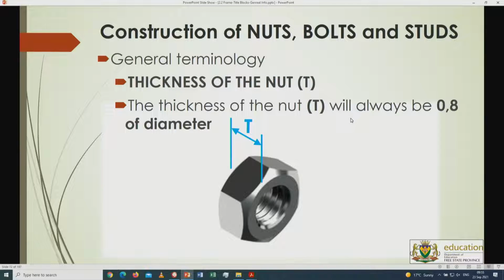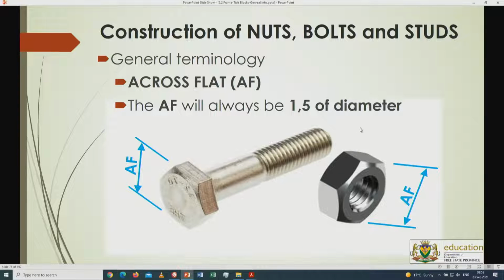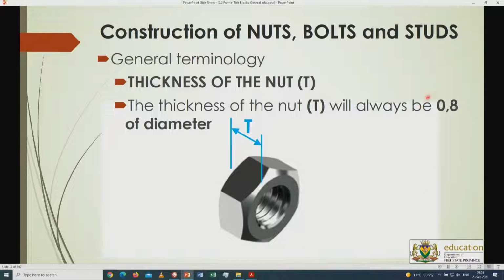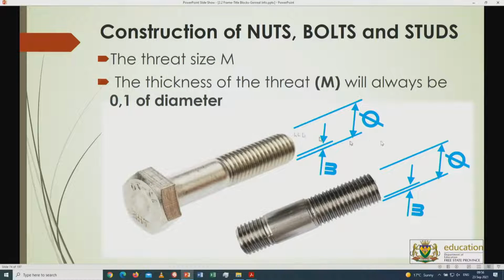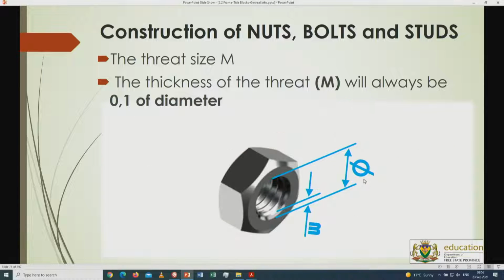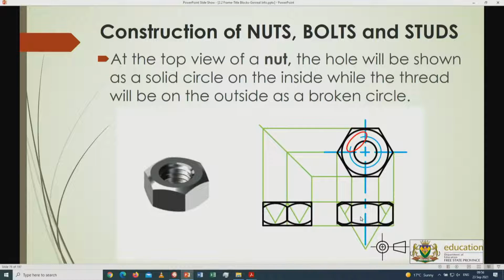That is the formula that you will use for that. This question over here also was asked in this question paper. 0.8 of diameter, forget the height of a nut itself. For the bolt, this gives you 0.7 of diameter. And then for the thread itself over there, it gives you 0.1 of diameter. All right, so that is what you can see in terms of the diameter and also with the threaded parts over here.